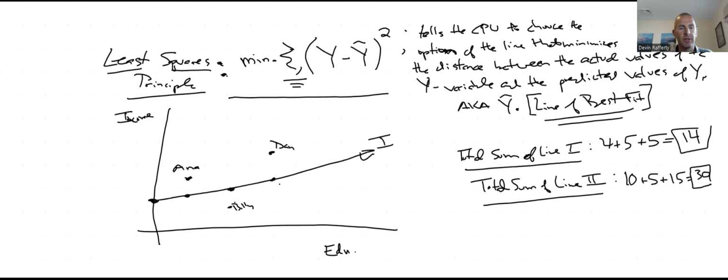This is a y hat for Dan. This is a y hat for Billy. This is a y hat for Anna. This is Anna's predicted value. This is Billy's predicted income value. And this is Dan's predicted income value.